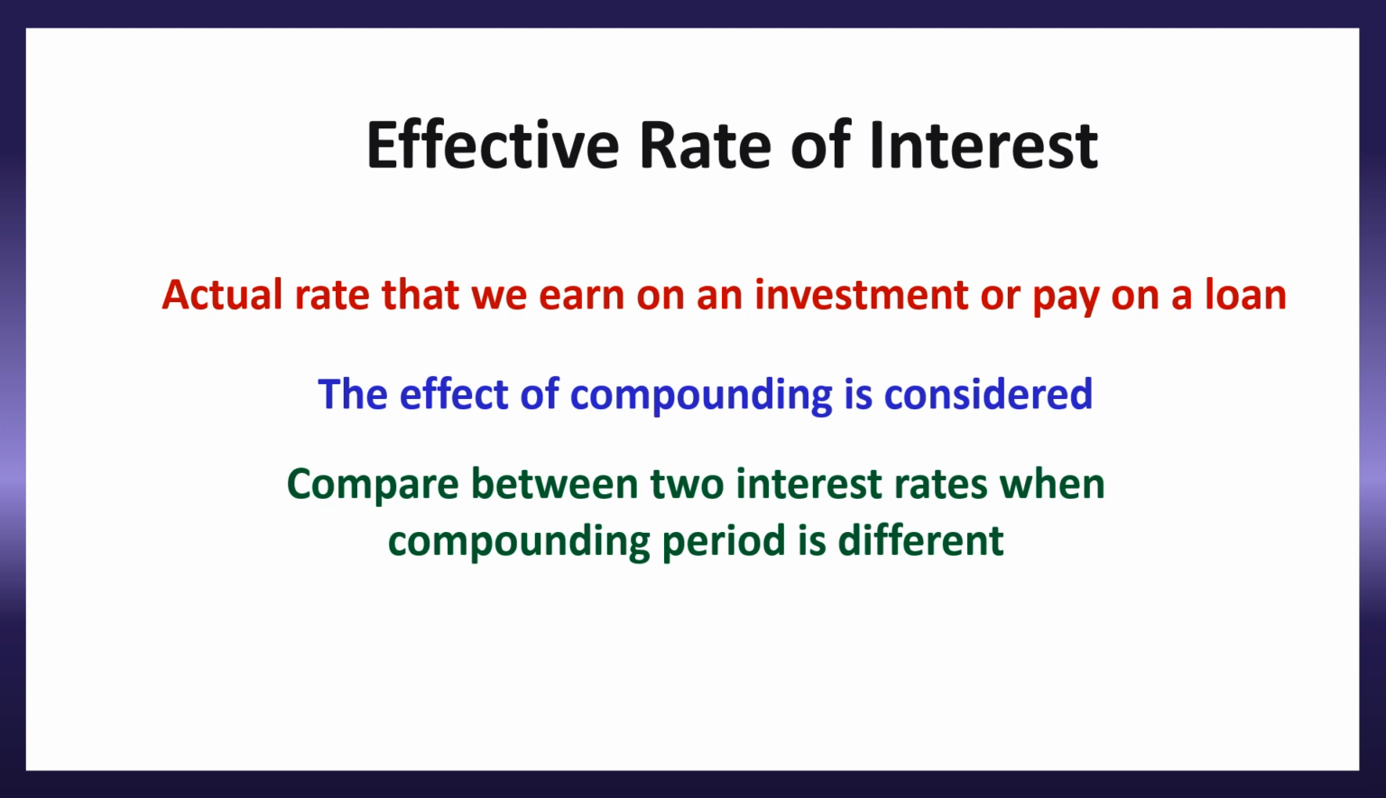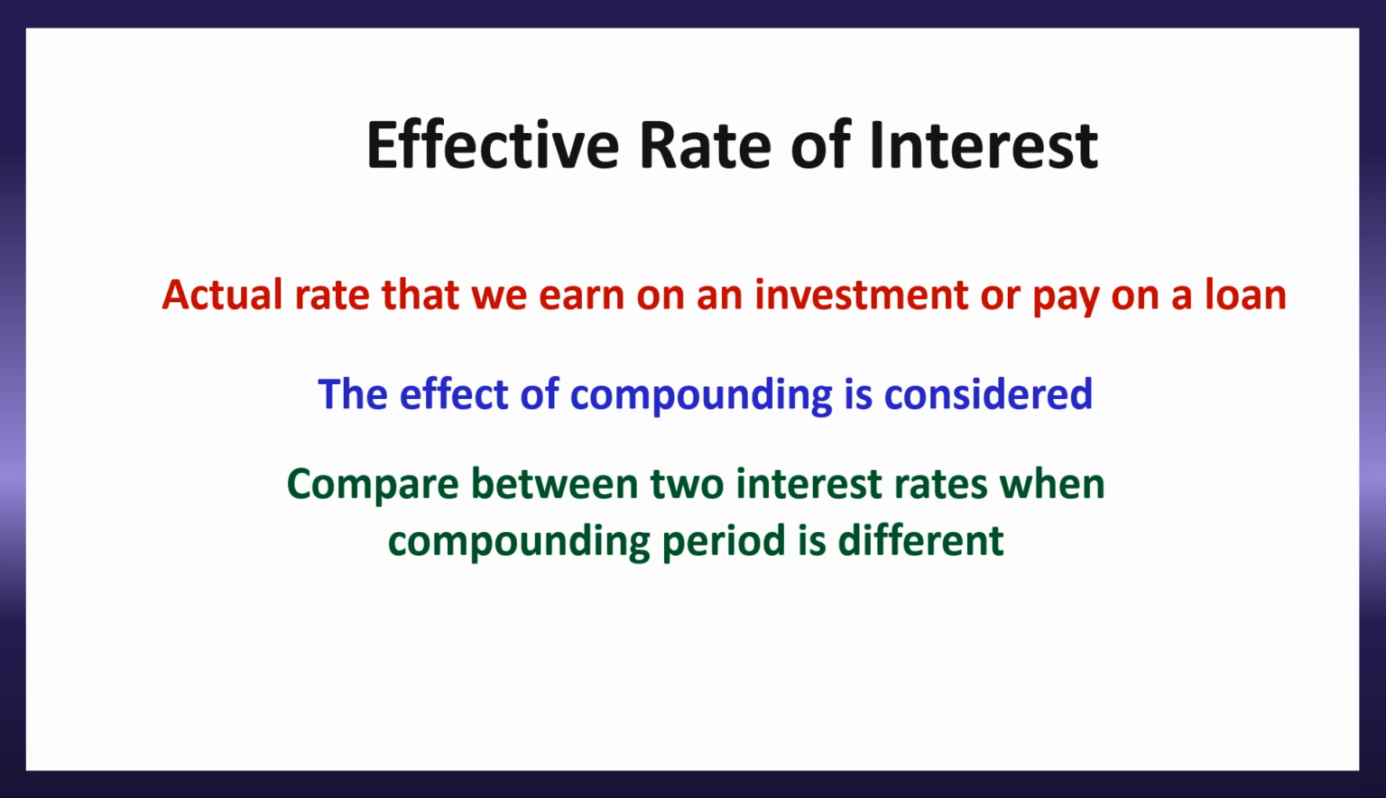Quarterly compounding means in a year there will be 4 periods of compounding. With annual compounding, there will be only one compounding in a year. When the compounding period increases, the interest we are paying is also increasing. That will be clear only if we know the effective rate of interest concept. That is where this concept is used.